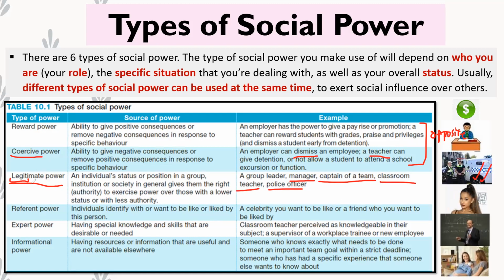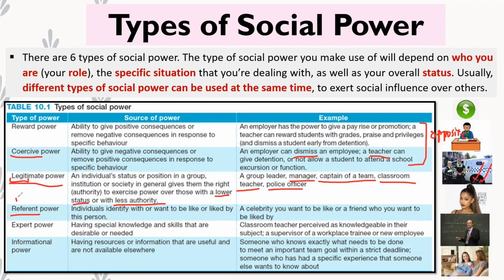Legitimate power in very simple words is defined as an individual's basic position in society that gives them a high status, allowing them to rule over people with a lower status or who don't have as much authority. So we know police generally have more authority and status, so they're able to rule over those who have less status.